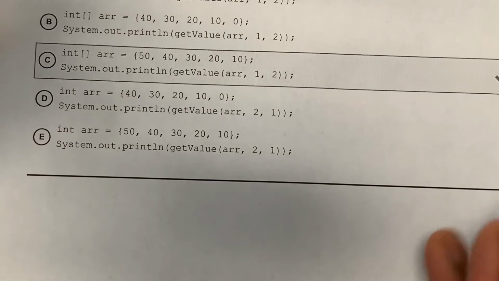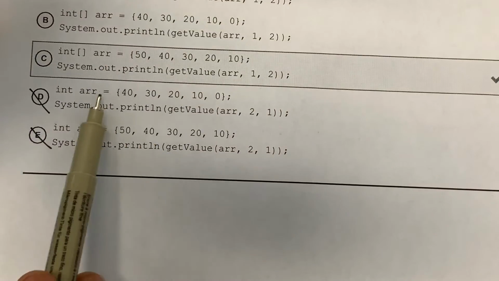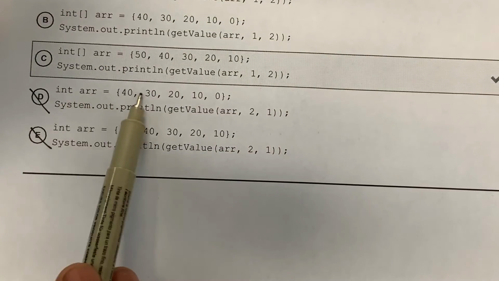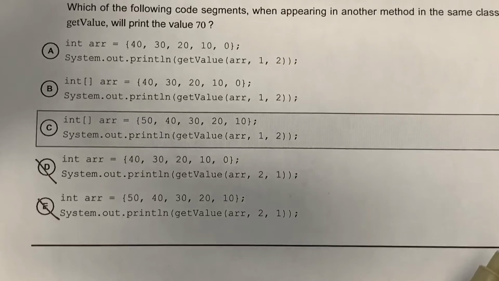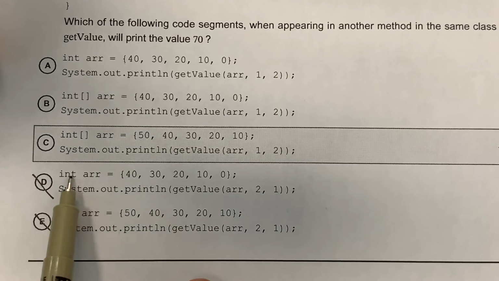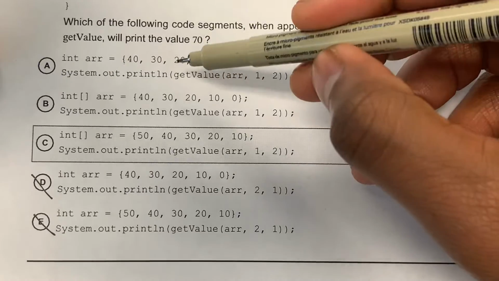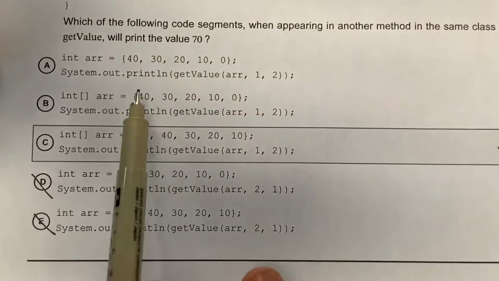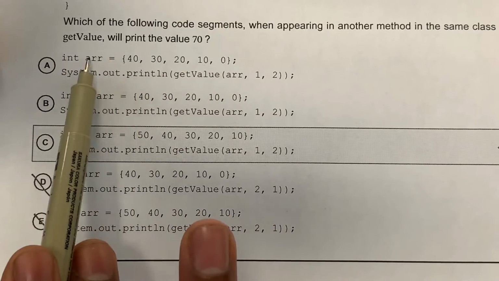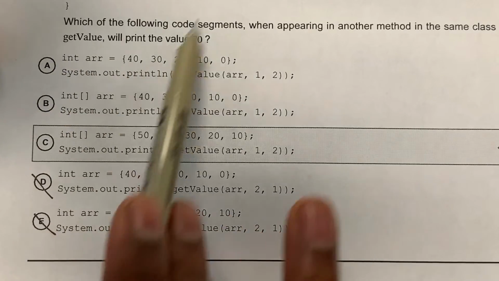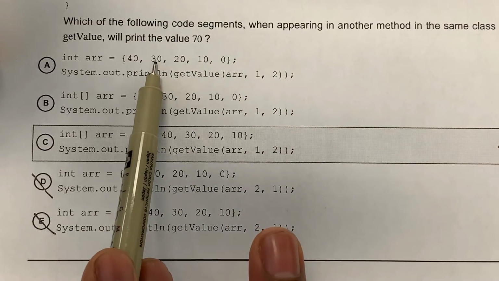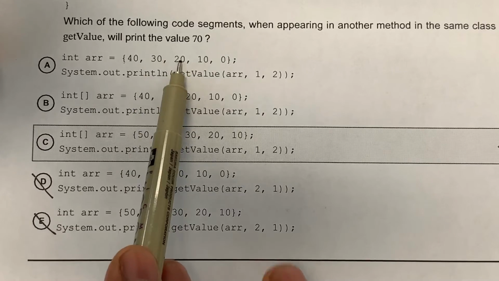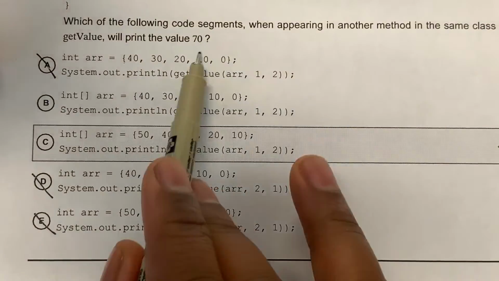D and E automatically can't work because both of these would result in syntax errors. You can't make an integer store 5 different values. You have to declare an array or some sort of collection. So D and E aren't even arrays; this first line doesn't work. Then when we look at A, if you were to pass the array in letter A as a parameter, you would get data value 1 plus 2, that's going to be 30 plus 20, which is 50. So that just doesn't work because we're trying to get 70.